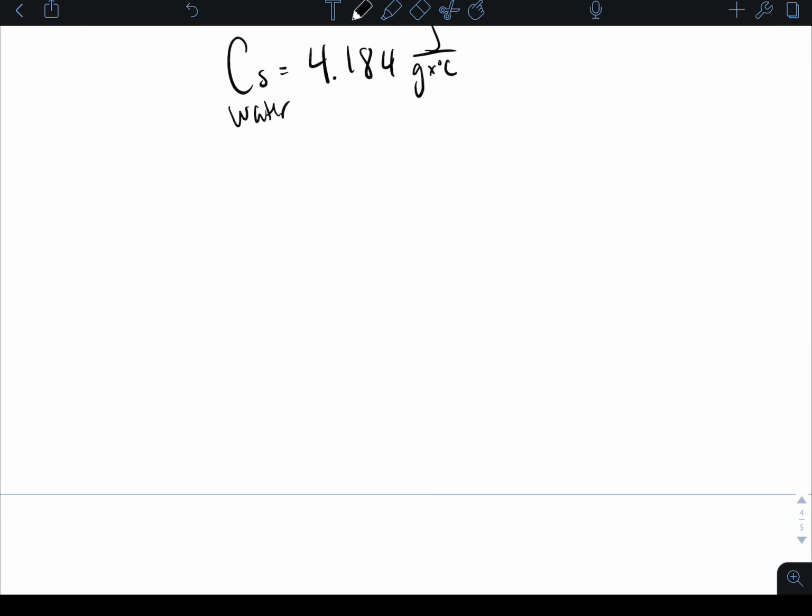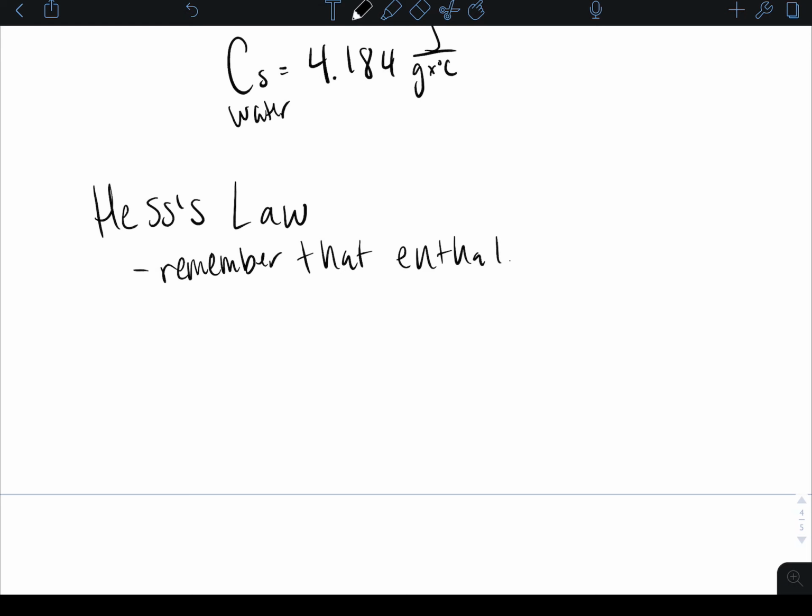Next topic for this lecture is Hess's law, one of my personal favorites. Hess's law takes advantage of the idea that enthalpy is a state function. So remember that enthalpy is a state function. And because it's a state function, we can use enthalpy of a series of steps to kind of add them together to get one reaction.